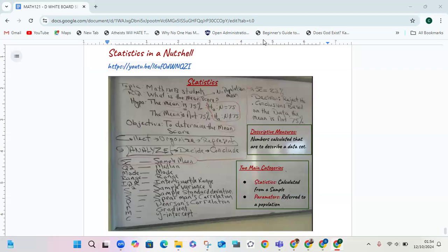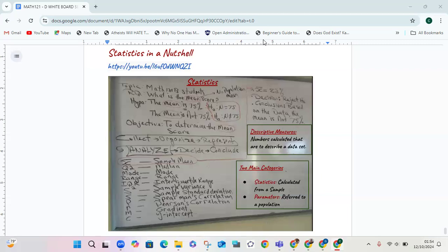And that is when the variable is first introduced, the characteristic of the study object in the topic that you are interested in. Here it is score. Now the question is, what is the mean score? That is what needs to be determined in that topic.